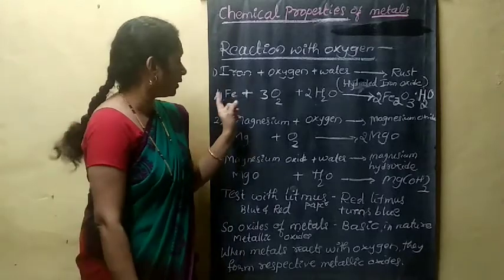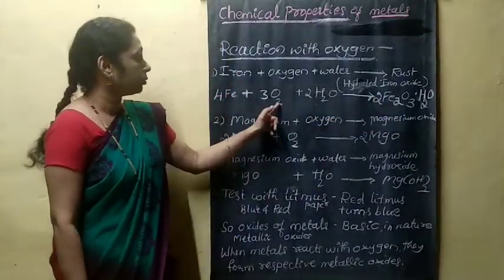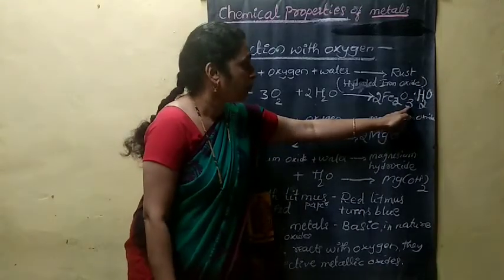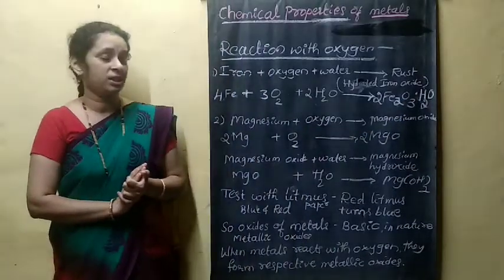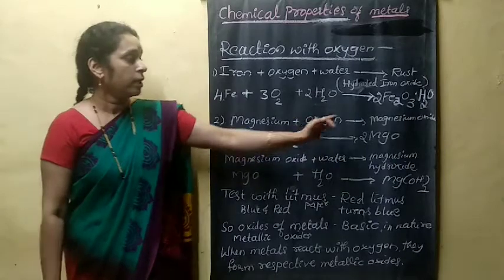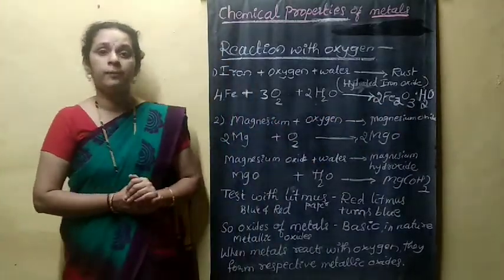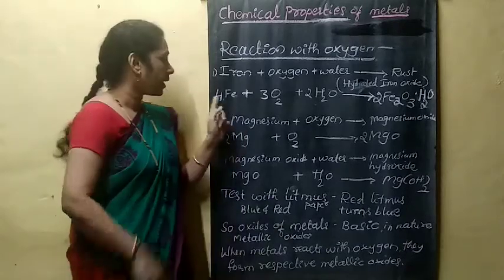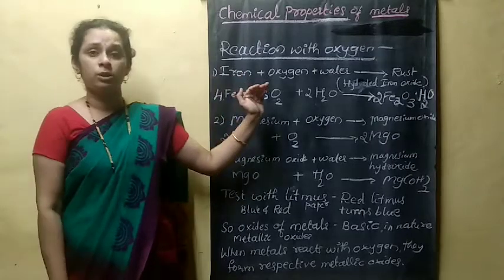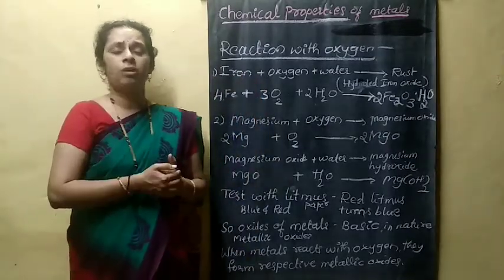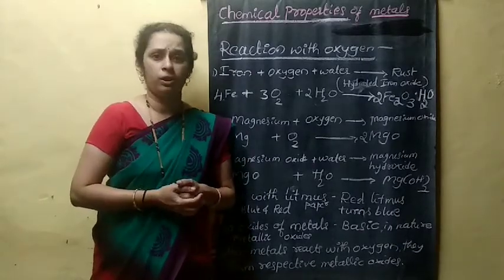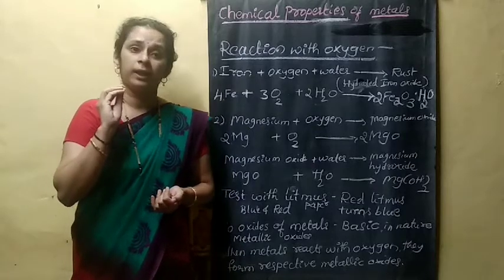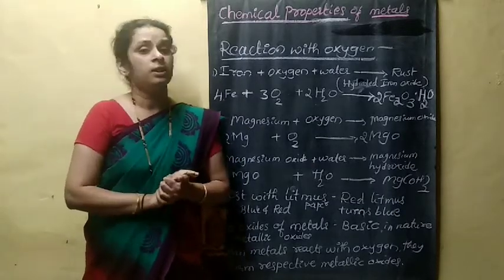Here, 4 Fe on the left. On the right, 2 into 2, 4 Fe is there. And 3 into 2, 6 oxygen, and again 2 oxygen, total 8 oxygens are there. On the left, 6 oxygen plus 2 more gives a total of 8 oxygen. And again H2O: 4 H2O, and on the right, 2 into 2, 4 H2O. That is hydrogen 4, oxygen 8, iron 4. To balance this, we added numbers here. This is the balanced chemical equation of rusting of iron, or the reaction of iron with oxygen and water. When the iron reacts with moist air, it forms rust.